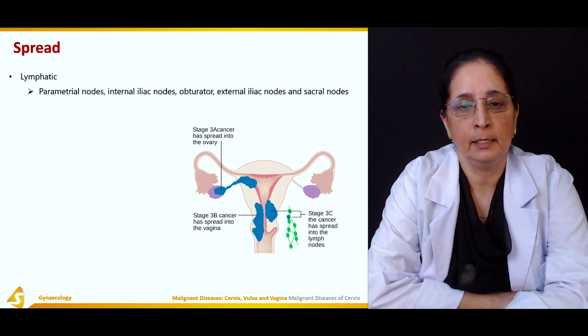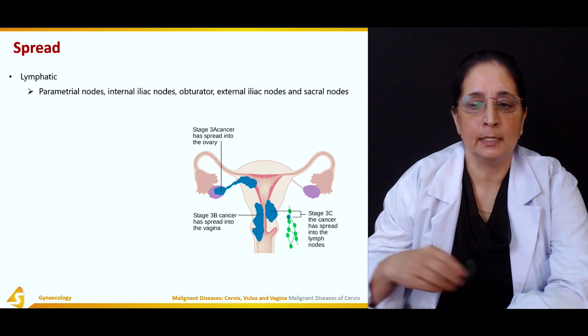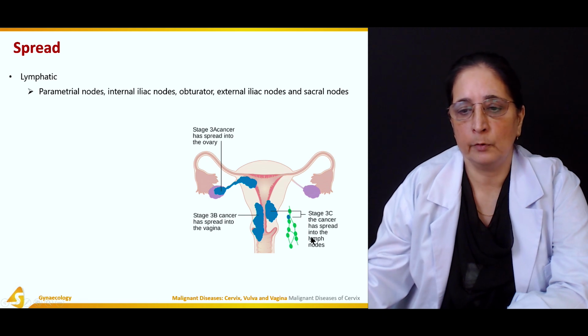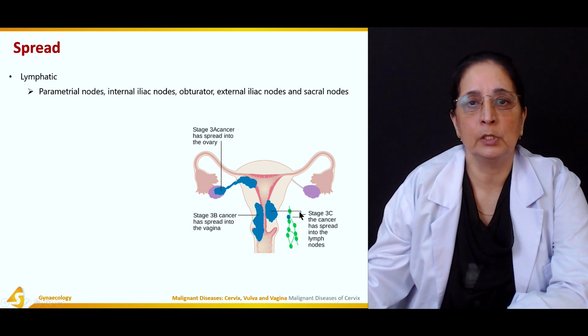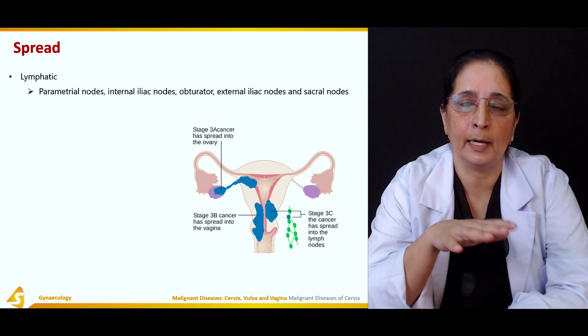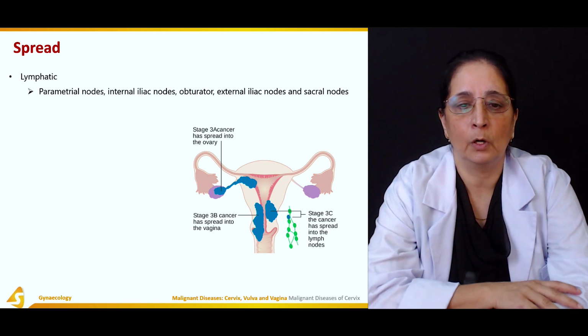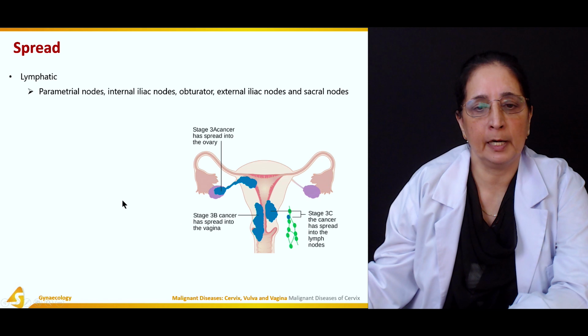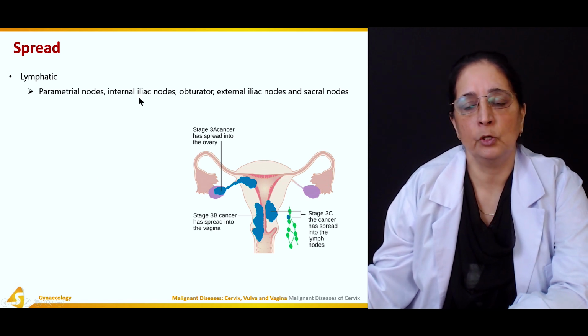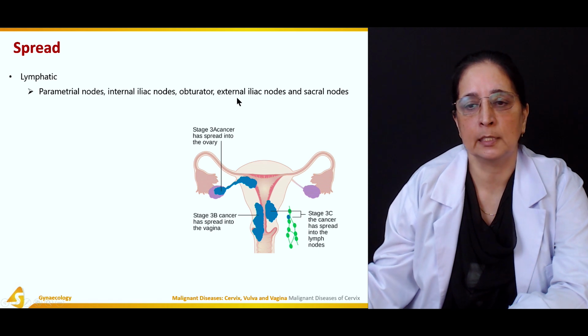Next is spread of the cervical cancer. The spread is mainly lymphatic spread. These are the lymph nodes in stage 3C. Usually the cancer spreads to the lymph nodes, and once it reaches the lymph nodes, it's spread by the lymphatic fluid throughout the body. So lymphatic spread is through parametrial nodes, internal iliac nodes, obturator nodes, external iliac and sacral nodes.